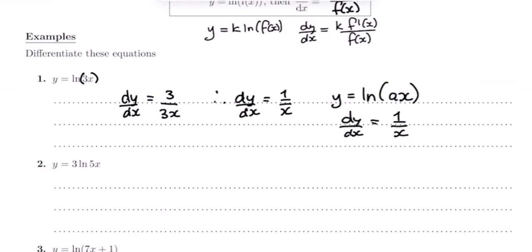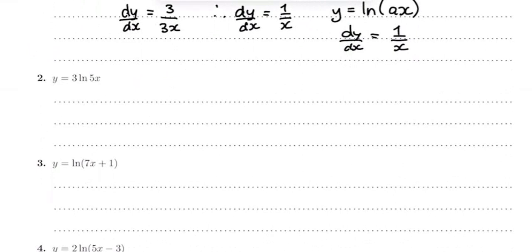Okay, let's have a little look at another one then. Here we've got y equals 3 lots of the natural log of 5x. So again, we're going to get dy/dx equals, so you've got your 3 from the front, and then remember, you're going to get a 5, which is the differential of the function that was being logged, and then on the bottom you get your 5x, and that simplifies down to 3 over x.